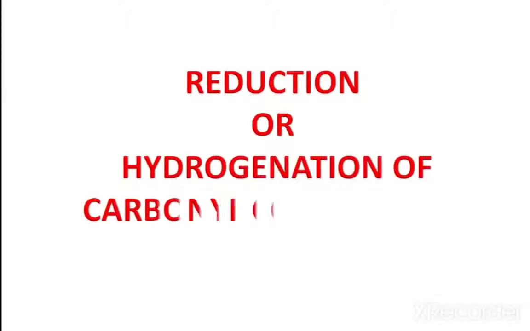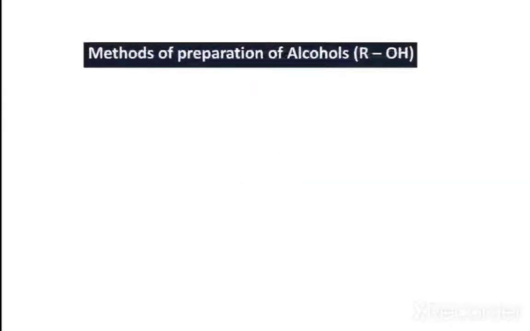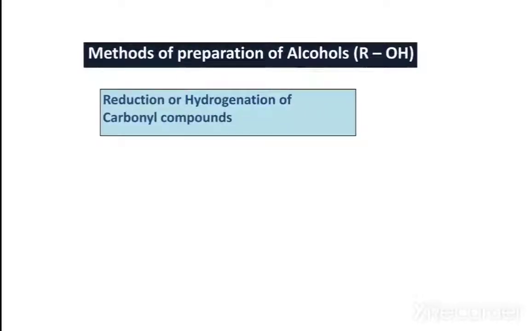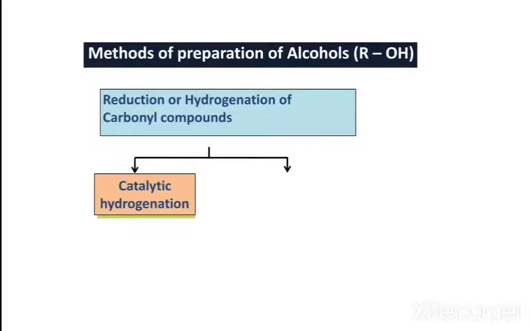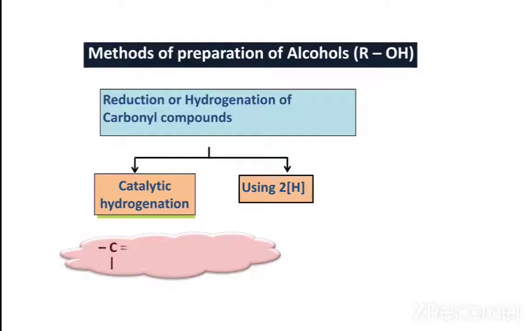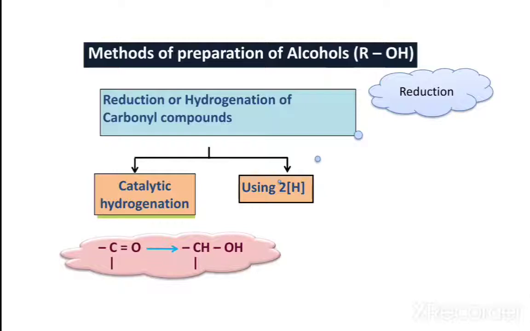Now the next, reduction or hydrogenation of carbonyl compounds. We just summarize this point. In the method of preparation of alcohol, the reduction or hydrogenation of carbonyl compound has two types, that means catalytic hydrogenation and using nascent hydrogen 2H. Here the carbonyl is converted into CHOH, that means it is a simple reduction.